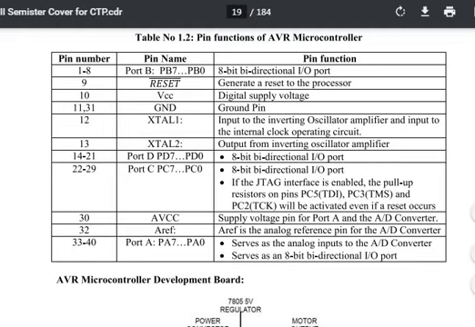Pin number 9, the reset bar pin, generates a reset to the processor. Pin number 10, VCC, is the digital supply voltage. Pin numbers 11 and 31 are two ground pins for the AVR microcontroller. Pin number 12, XTAL1, is the input to the inverting oscillator amplifier and the internal clock operating circuit. Pin number 13, XTAL2, is the output from the inverting oscillator amplifier.